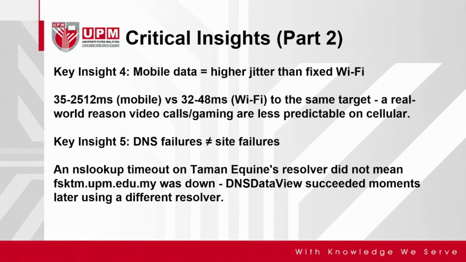And part two. The fourth, of course, is that mobile data showed much higher jitter than fixed Wi-Fi, 25 to 2500 versus 32 to 48 milliseconds on the same target. That's a real world reason video calls and gaming feel less predictable on cellular. And the fifth, DNS failures don't mean the site is down. One resolver timed out on Tamani Queen's network, but DNS data view succeeded seconds later using a different resolver. That shows that the site itself was never actually unreachable.